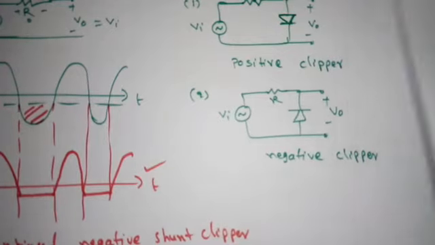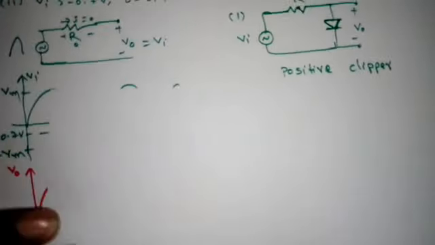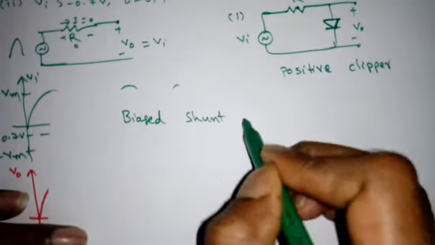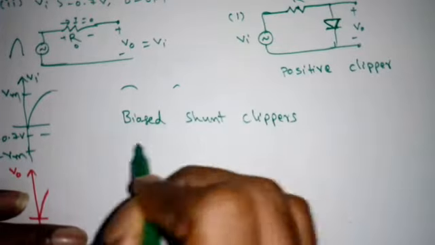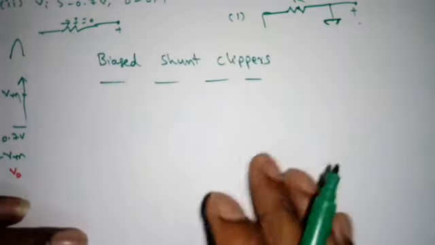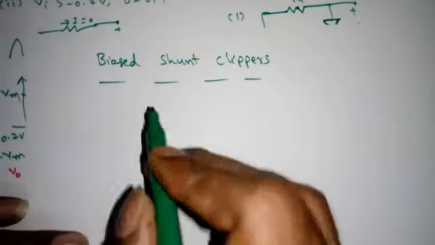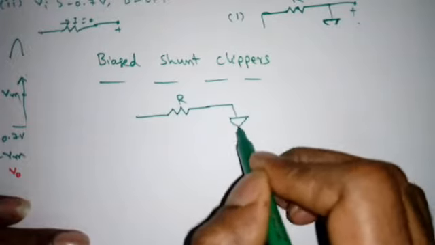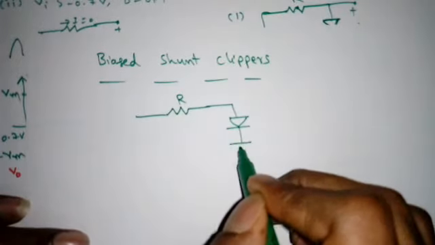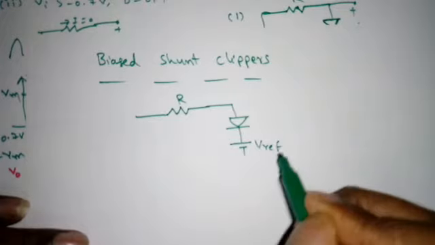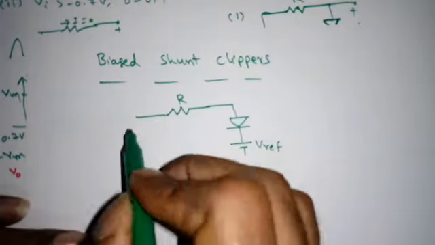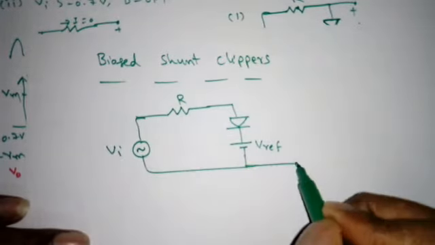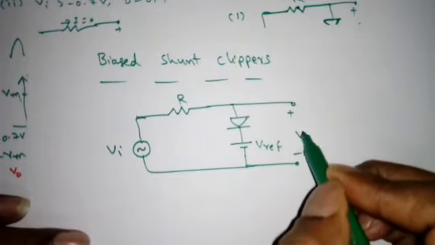Now we will see the biased shunt clippers. So what does biasing mean? We need to add some DC source. So I can add it anywhere. This is the resistor, this is the diode. If I add a voltage here, I will take now the V reference, something like a variable voltage. This is Vi. Here I will take V0.